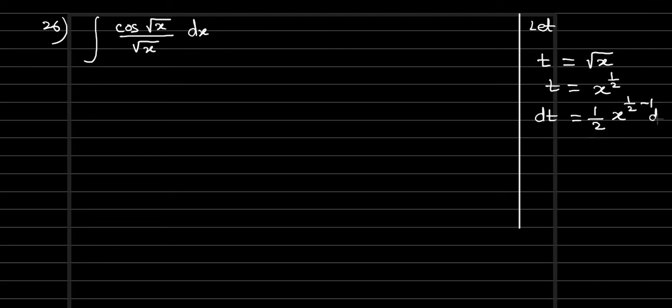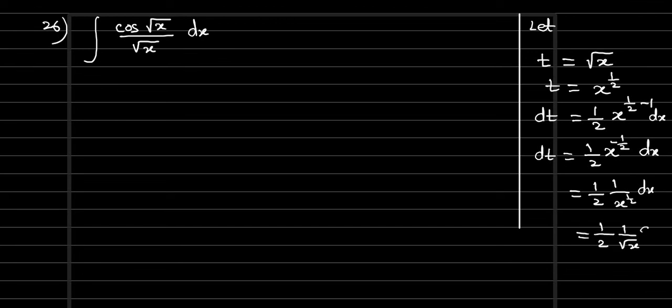X differentiation is dx. So dt equal to 1 by 2 x power, from 1 if we subtract half, one more half will be there. But the negative sign we need to put. So minus 1 by 2 dx. So in power we have a negative sign, so we can take it to the denominator. So x power 1 by 2 dx. If we have power 1 by 2, we can write it in the form of root x dx. So dt is 1 by 2 into 1 by root x dx.